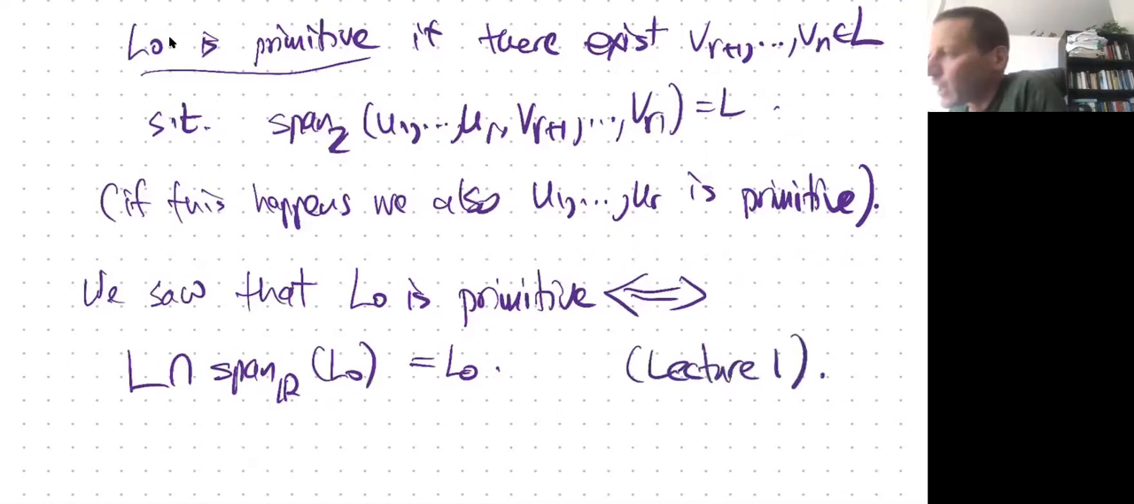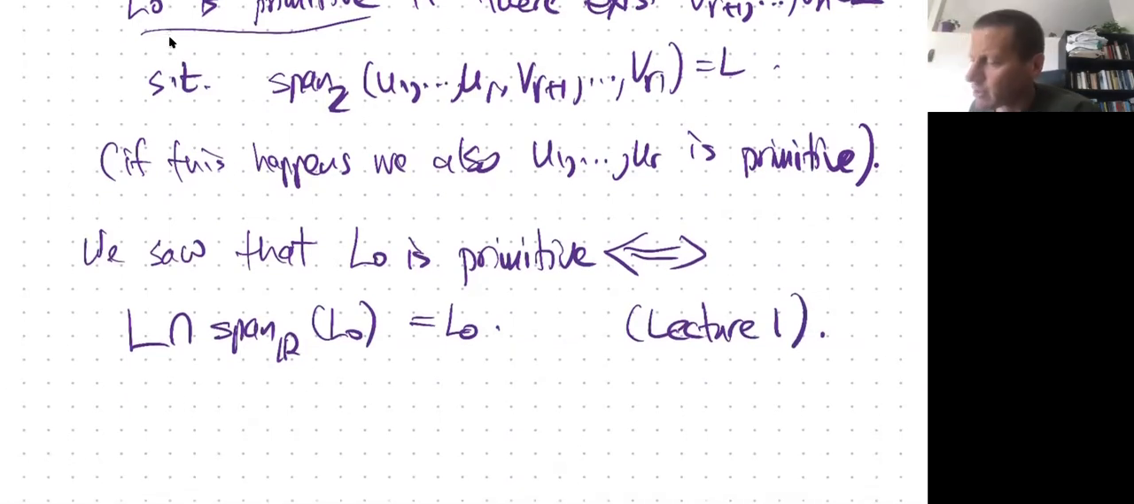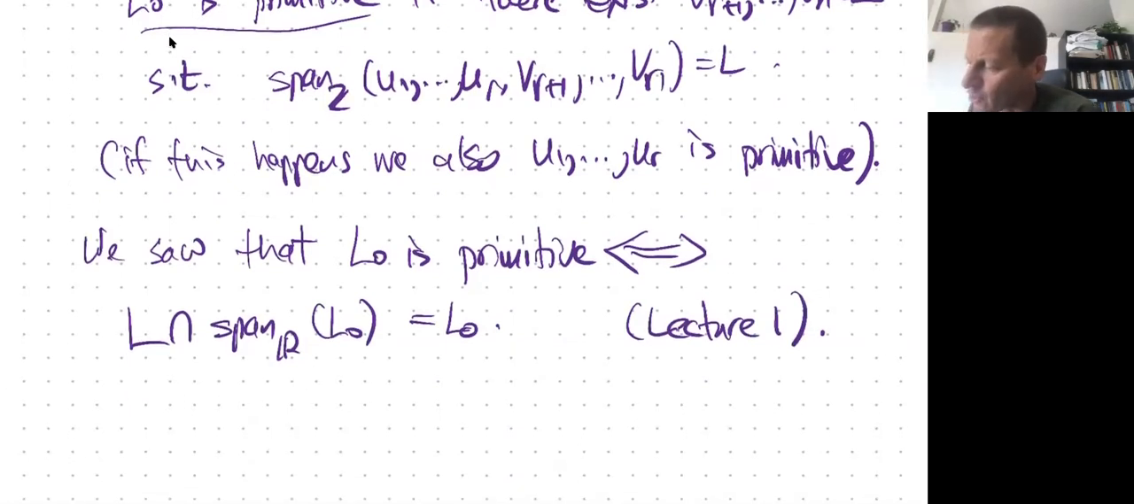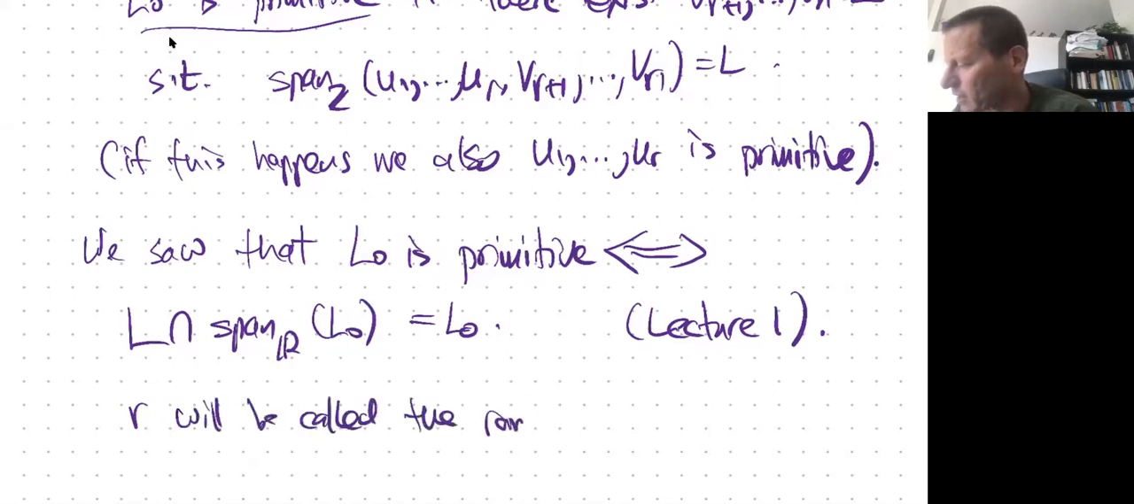And now I want to measure the fundamental domain of such an L0. So r is called the rank. r will be called the rank of L0, notation.